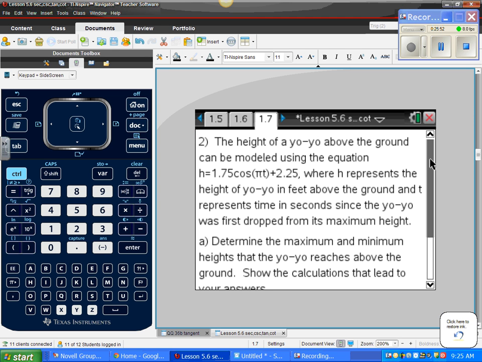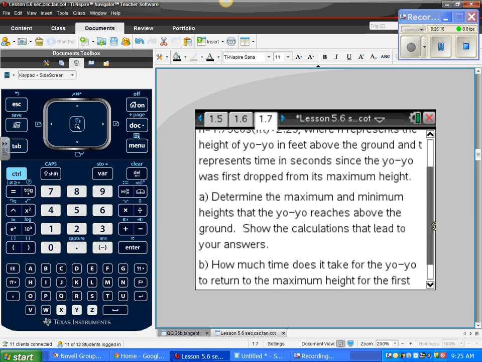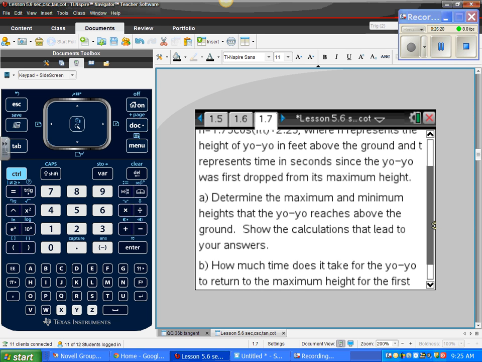The height of a yo-yo above the ground can be modeled using the equation h equals 1.75 cosine pi t plus 2.25, where h represents the height of the yo-yo in feet above the ground, and t represents the time in seconds since the yo-yo was first dropped from its maximum height. So it's starting at its maximum, cosine curve, right? Determine the maximum and the minimum heights that the yo-yo reaches above the ground. Show the calculations that lead to your answers.